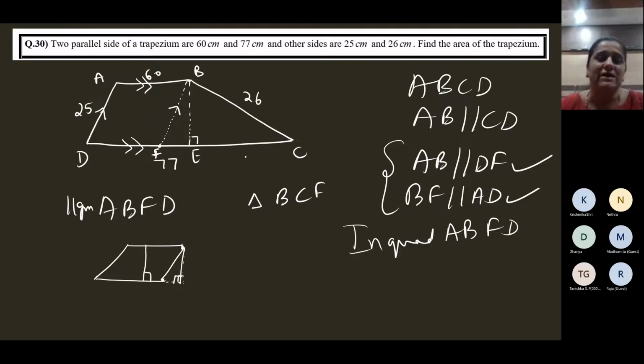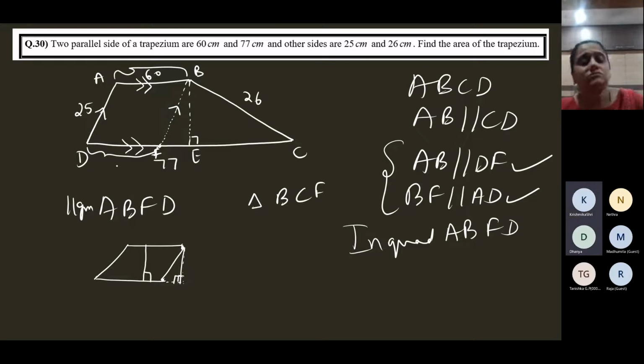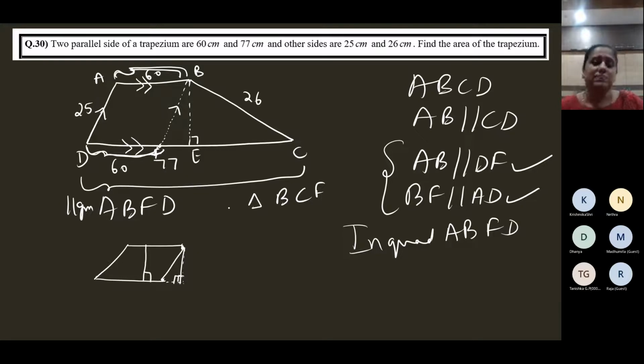Now again, the property of a parallelogram: opposite sides are equal. So if AB is 60 centimeters, how much is DF? 60, ma'am. Because in the parallelogram, opposite sides are equal. Now, what is the full thing from here to here? 77. So the remaining portion from F to C is 17.